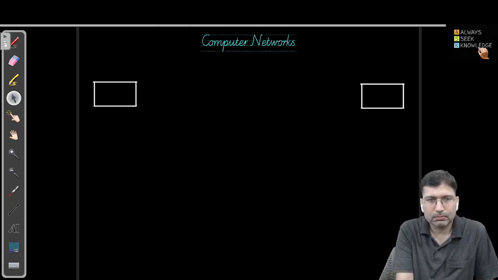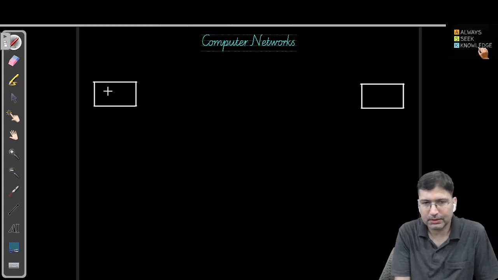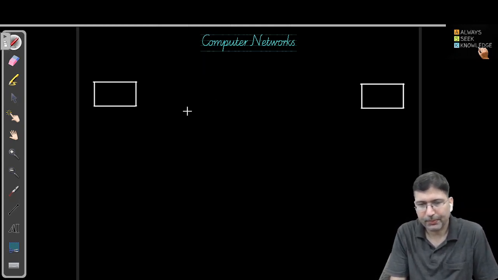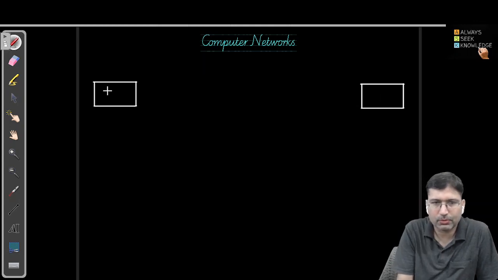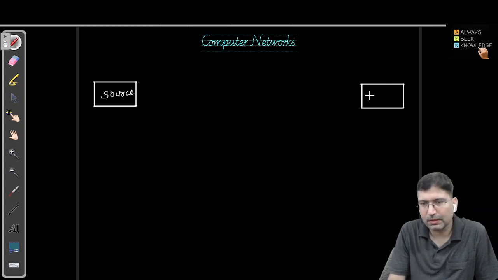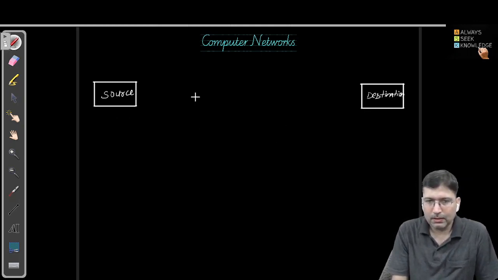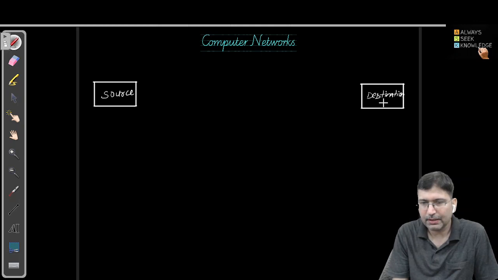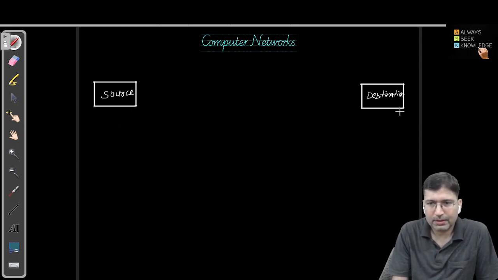So if I consider this is a sender node and this is a receiver node, or this is a source node and this is a destination node. So let's say I'm saying this is a source node and this is the destination node, right? So the source will send the data and the destination will receive the data. In between, there may be other nodes also. The source and destination nodes, these are nodes only. So I'm writing node.